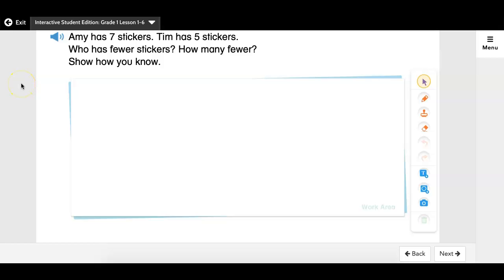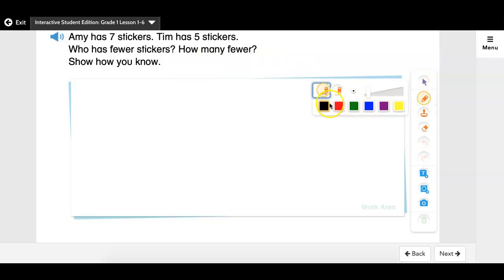For today's math lesson, we are working on Topic 1, Lesson 6 on page 25 of our Envisions Math Volume 1 workbook. Today's learning intention is: I can solve word problems that involve how many fewer. So again, we are on page 25 of our workbook page. Let's go ahead and get started.